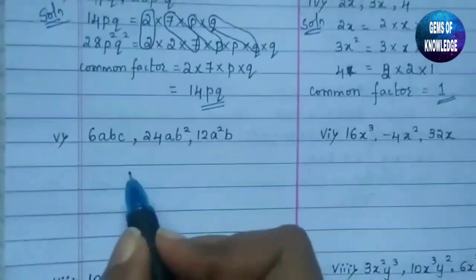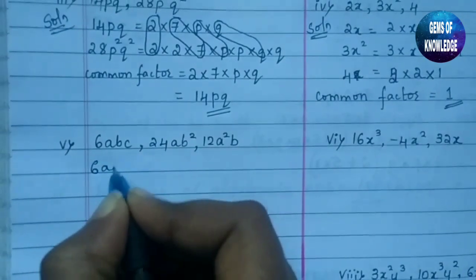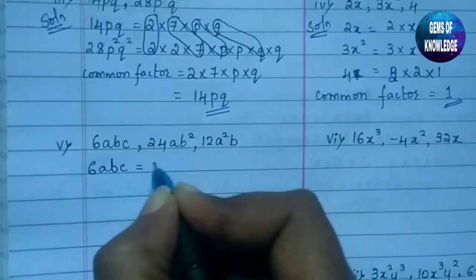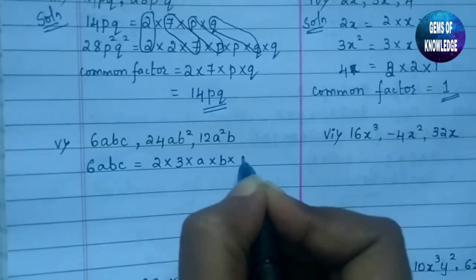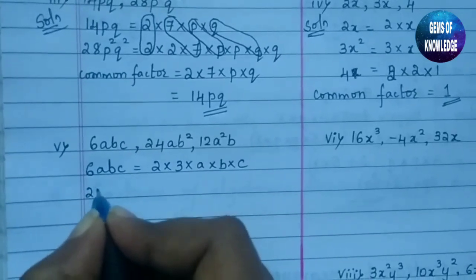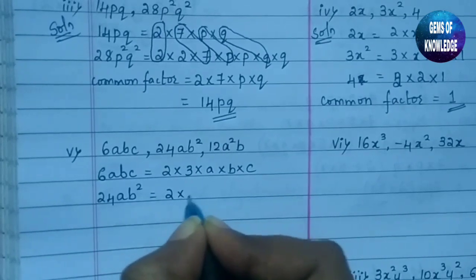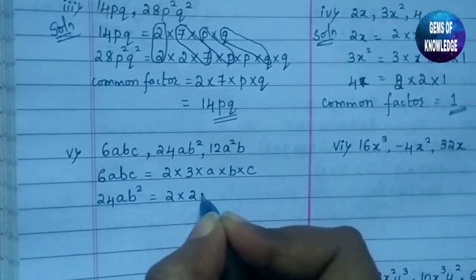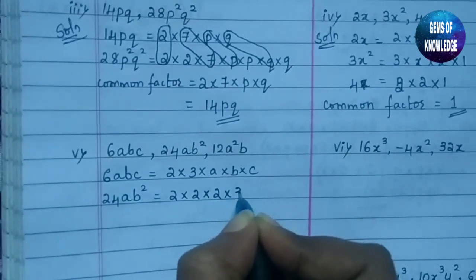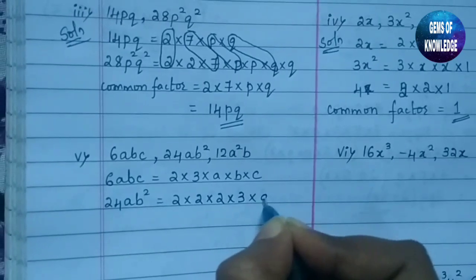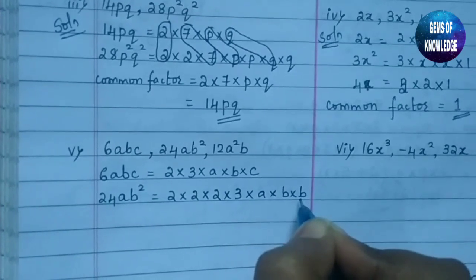Okay, so moving to the fifth question, here you can see the fifth question is given as 6abc. So how to factorize this 6abc? 2 3s are 6, into a into b into c. Similarly, 24ab square. So 24 can be written as 2 into 2, 2 2s are 4, 4 2s are 8, 8 3s are 24, into a into b into b.